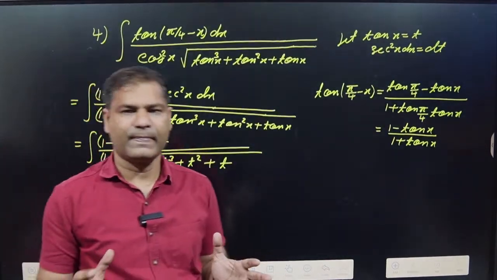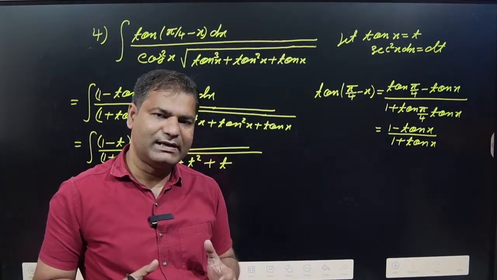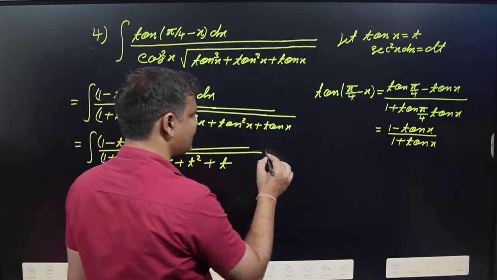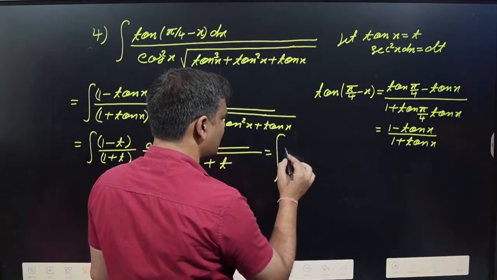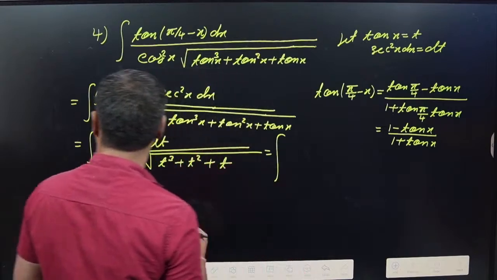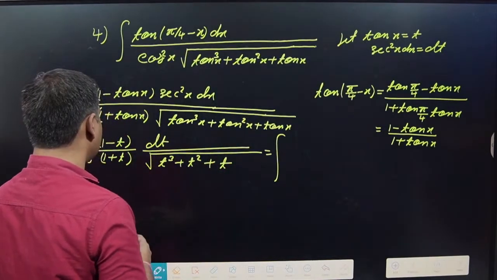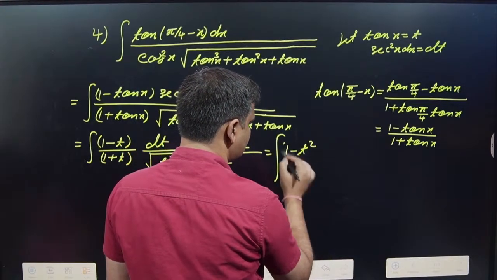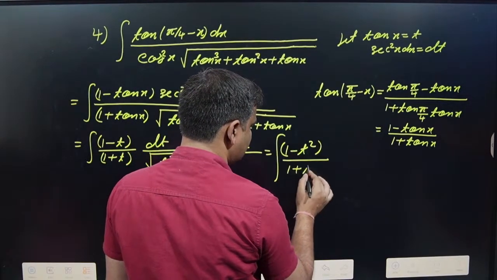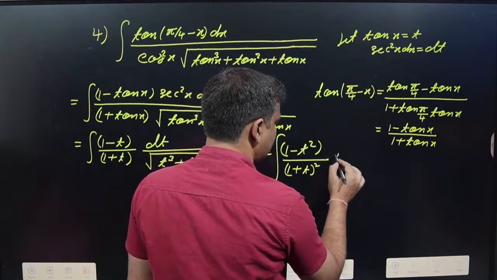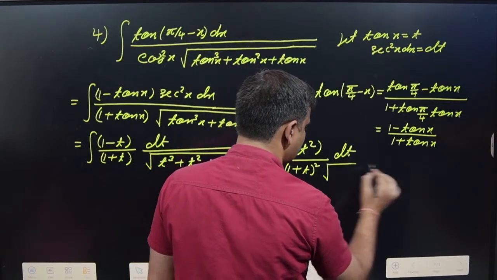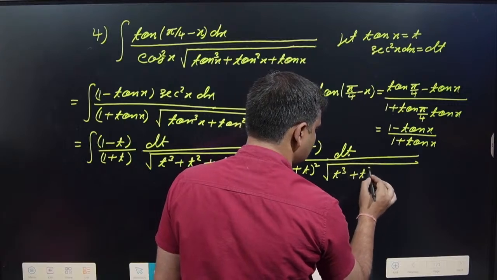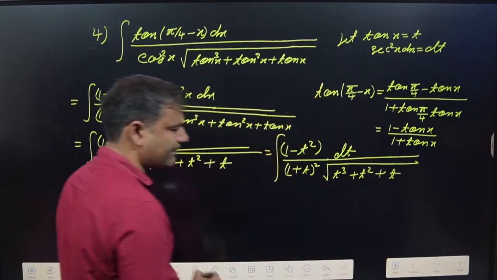Very simple. We multiply and divide by 1 plus t in numerator and denominator, so here 1 minus t, multiplied and divided by 1 plus t, becomes 1 minus t to the whole square, and this becomes 1 plus t to the whole square dt, divided by under root of t cube plus t square plus t.